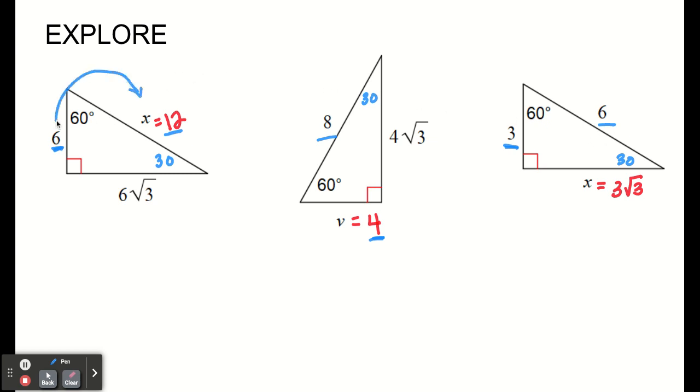Each time we're multiplying the short leg times 2 to get the hypotenuse. So this is going to help us with the parent triangle in the next slide.